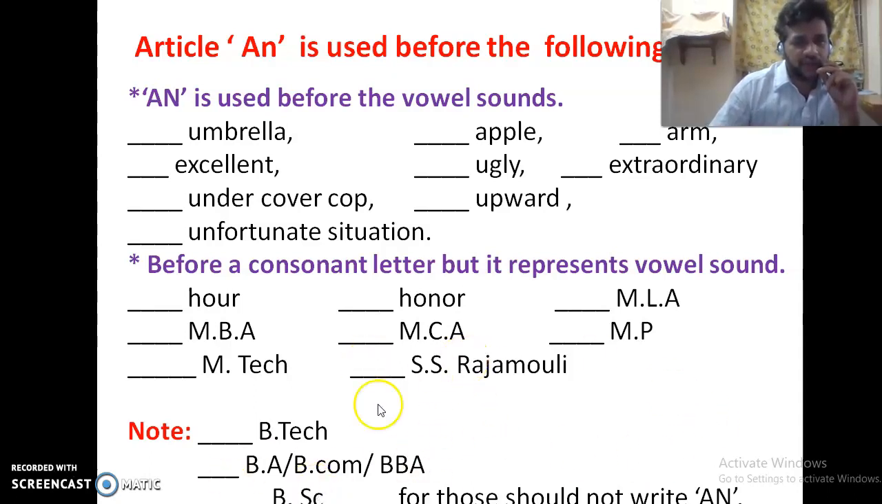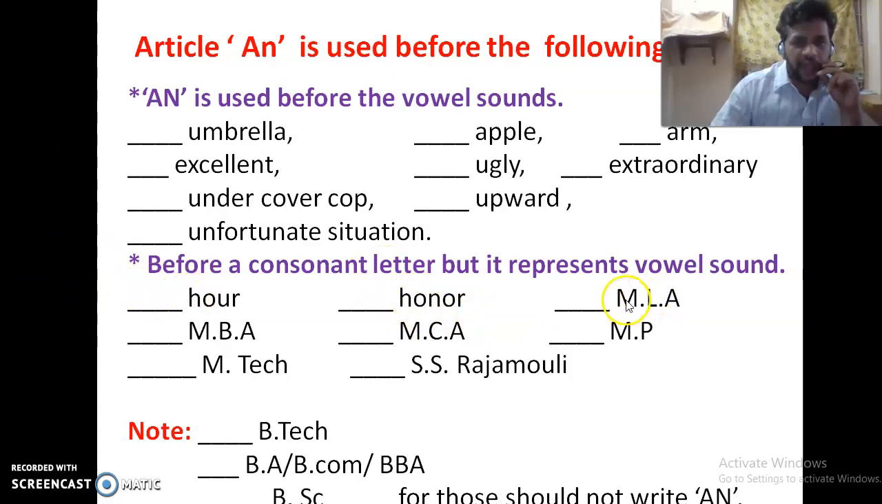An article. Next, second rule: before a consonant letter, but it represents the vowel sounds. Actually, these words start with a consonant letter, but sound like vowels. HOUR, HONOR, MLA, MBA, MCA, MP, MTech, SS Rajamouli. Okay. The word starts with a consonant letter but produces a vowel sound, like hour. We are not pronouncing hour with an H; we are producing the sound like our, meaning the sound starts with O. H is silent here. Honor, this is also H silent.